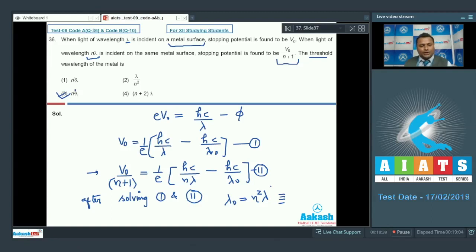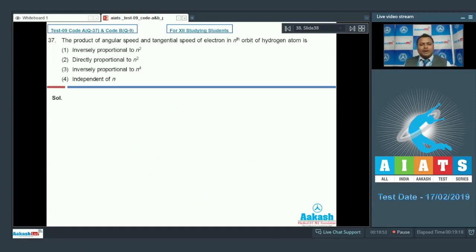Now let us proceed to the next question, question number 37. The product of angular speed and tangential speed of the electron in the nth orbit of a hydrogen atom is. Okay, now we have to establish the relation between angular speed and tangential speed of the electron in the nth orbit of the hydrogen atom in terms of n.